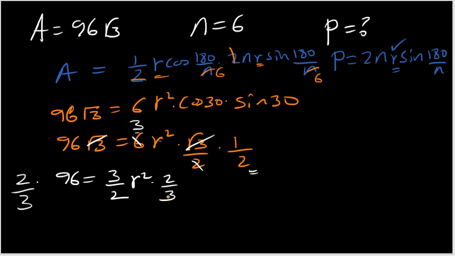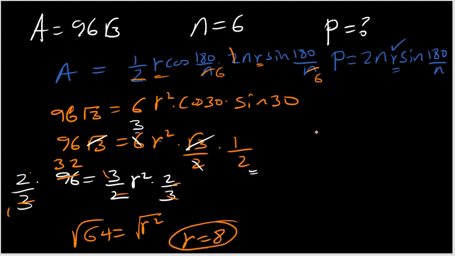You know what will happen now? These 3 cancel and r squared remains. But by 3, this is 1, and this by 3 is 32, and 32 times 2 will be 64. So if you take the square root of both sides, r is equal to 8. Okay, perfect.